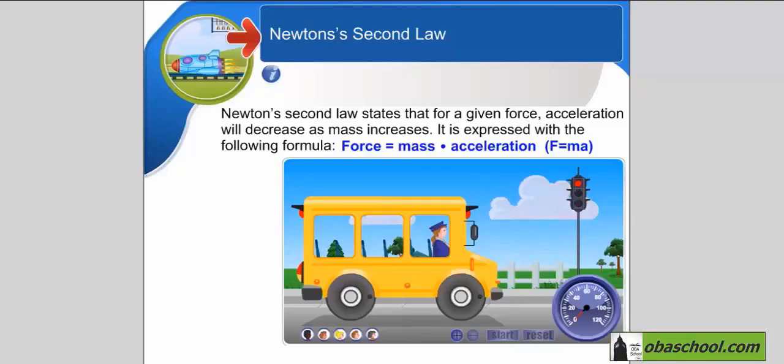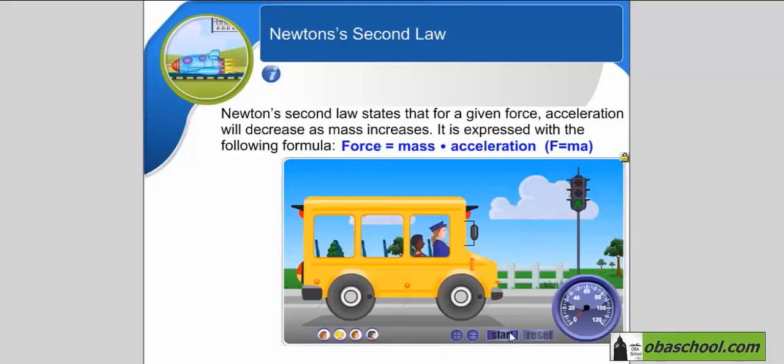Now let's move on to Newton's second law. Newton's second law states that for a given force, acceleration will decrease as mass increases. It is expressed with the following formula: force equals mass times acceleration. We have already discussed this formula in the previous chapters.